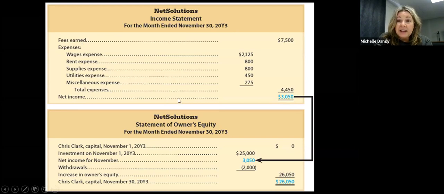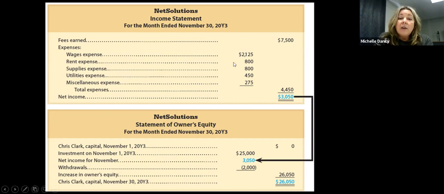Now that I have my net income, I'm ready to do my statement of owner's equity, our second financial statement. Our statement of owner's equity is a summary of all the changes in the owner's equity for the accounting period, so once again, for November. Earlier in this video, I talked about our 4 things that affect equity. Basically, the statement of owner's equity is summarizing those 2 increases and those 2 decreases.